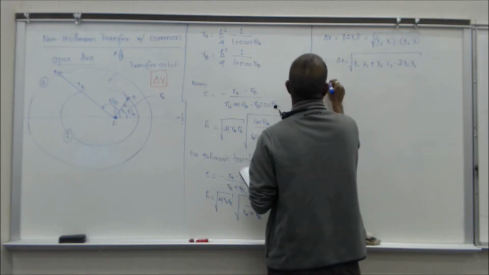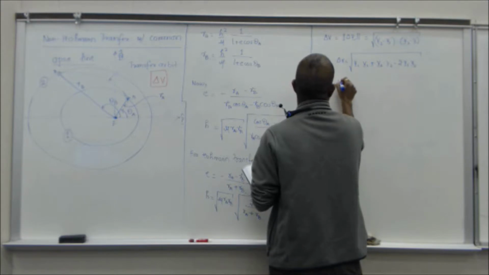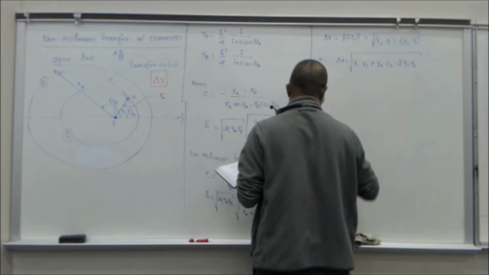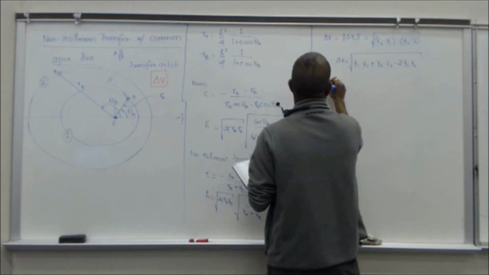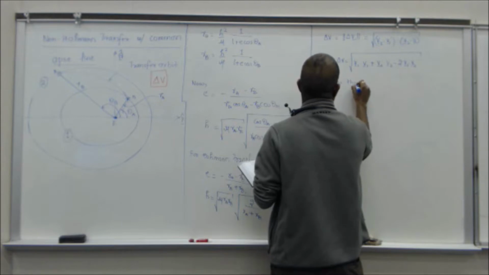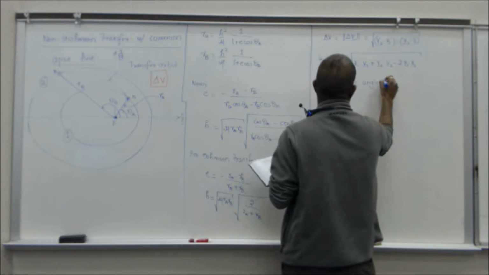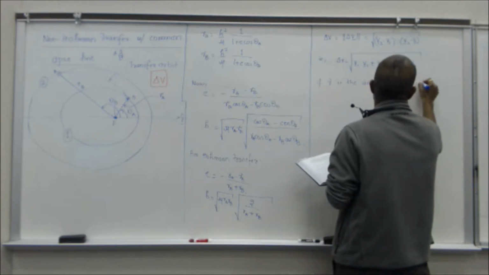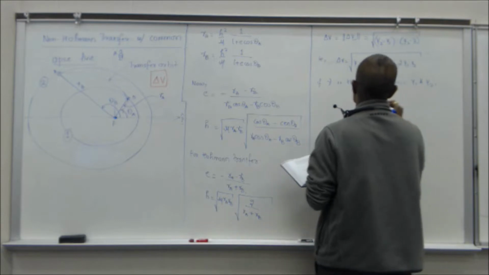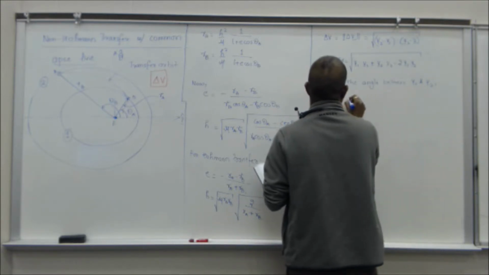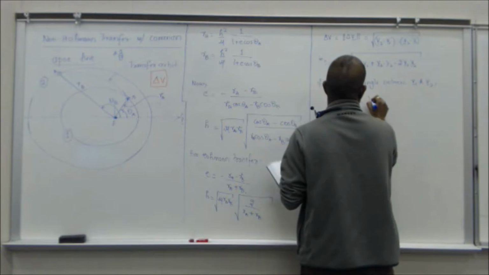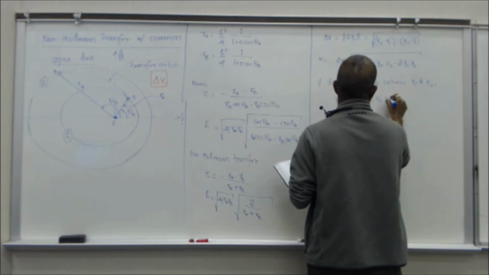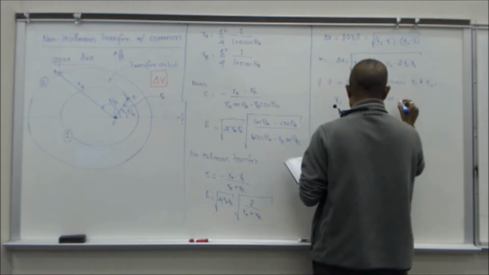If gamma is the angle between V1 and V2, V1 dotted with V2 is equal to V1 V2 cosine of gamma.